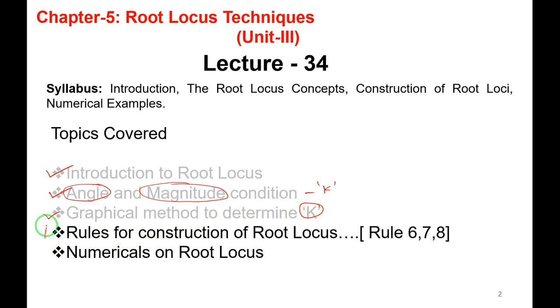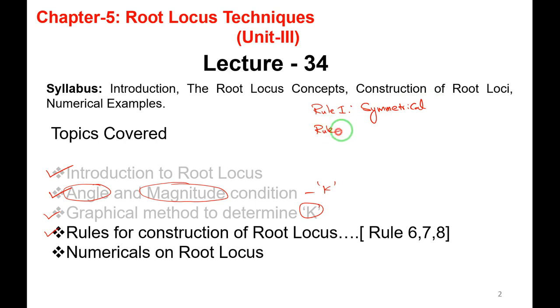Then, how to construct the root locus. There is a set of 8 rules, out of which we have covered 5 rules, right? So today we'll be seeing rules number 6, 7, 8. But let me briefly summarize the earlier rules. Rule number 1 tells that the root locus is symmetrical about the real axis. It is symmetrical about the real axis, right? Symmetrical about the real axis.